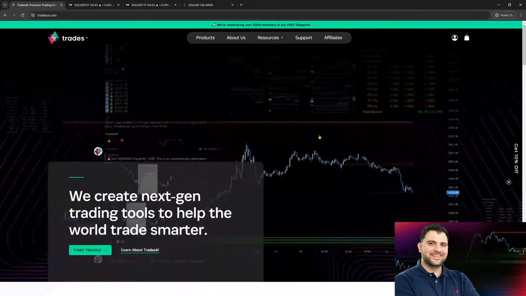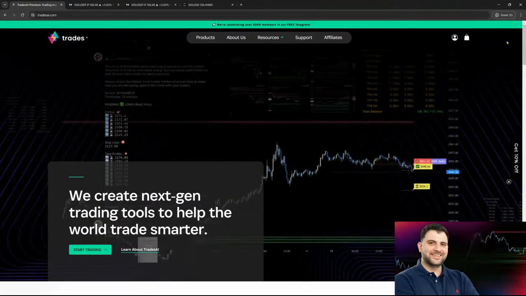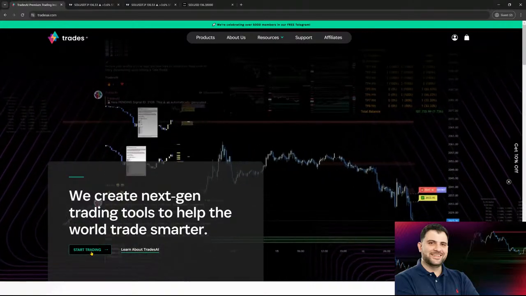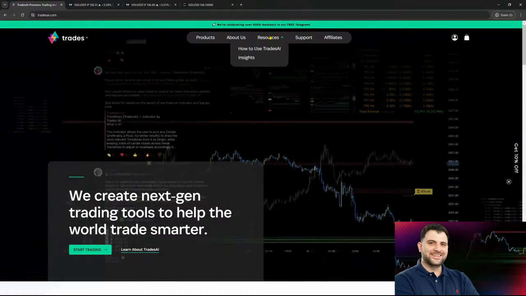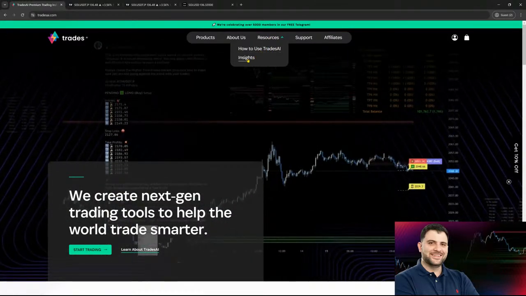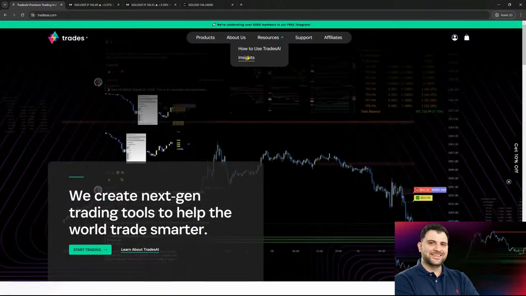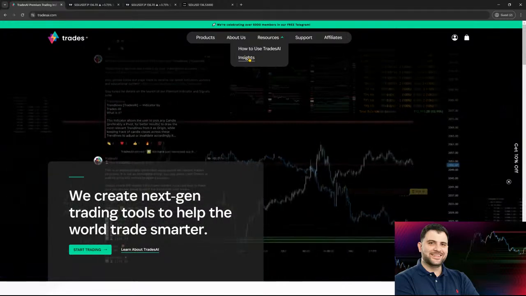This is how it looks like. I'll just accept the cookies in here so that the website loads properly. And there you go. So you can easily click on start trading in here to see the different plans. We also have a resources section where we explain how to use TradesAI. We have some interesting blogs as well. We write from time to time. Our team writes some really insightful blog posts that you can check as well in the resources tab.